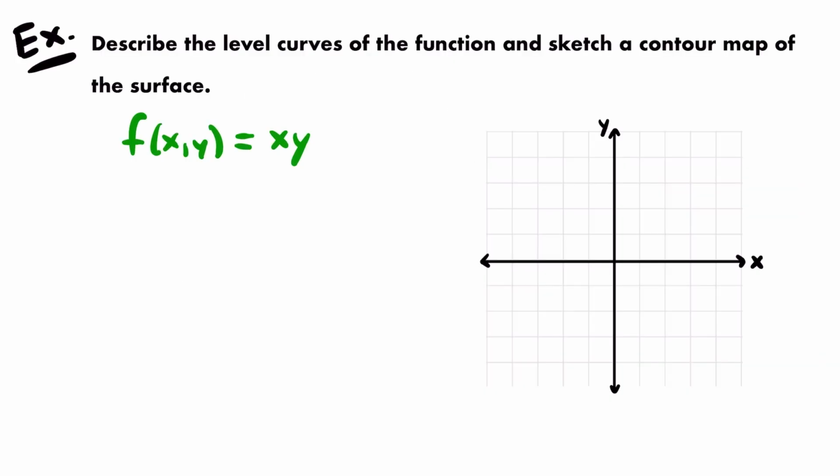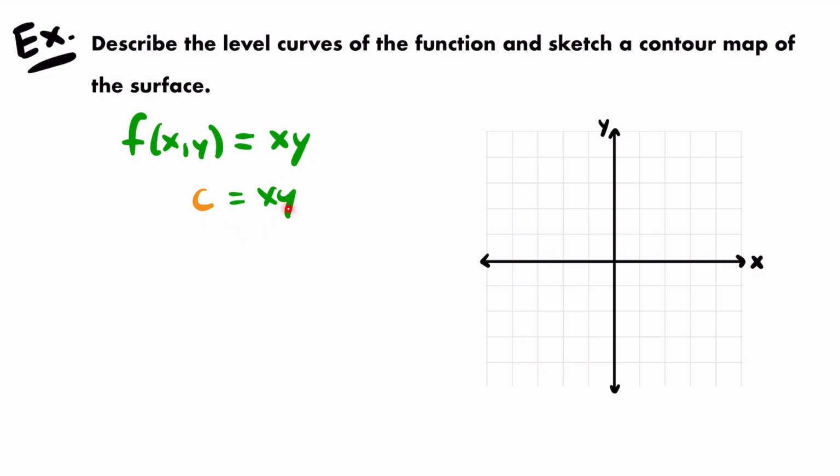For our next example, we once again want to describe the level curves of the function and sketch a contour map of the surface. And our function this time is f of x y is equal to x y. All right, so we're going to use the same process. The first thing you want to do here is set that function equal to a constant value c. So I'll let c be equal to x y. And then what you want to do is try to manipulate this equation into a form of some type of curve you know how to graph.